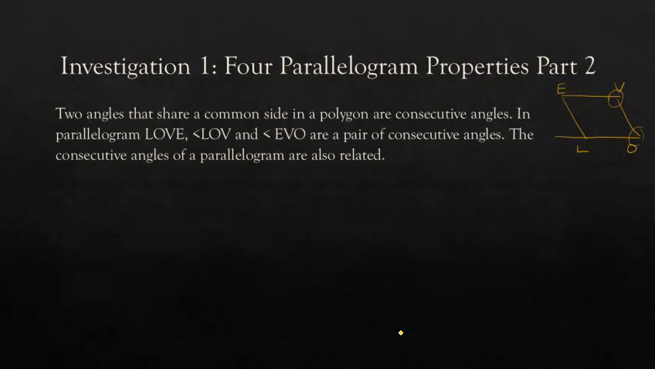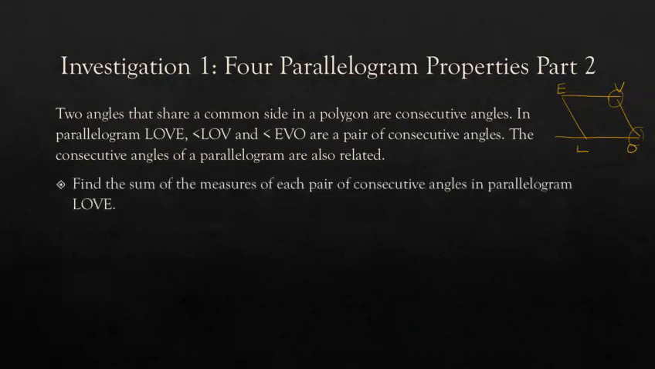So the consecutive angles of a parallelogram are also related. What did you notice as we were describing those angles? I want you to find the sum of each pair of consecutive angles. So you're going to find the sum of these two, find the sum of these two, and these two. So you're going to do 4 sums in your parallelogram. And then we will complete our conjecture.